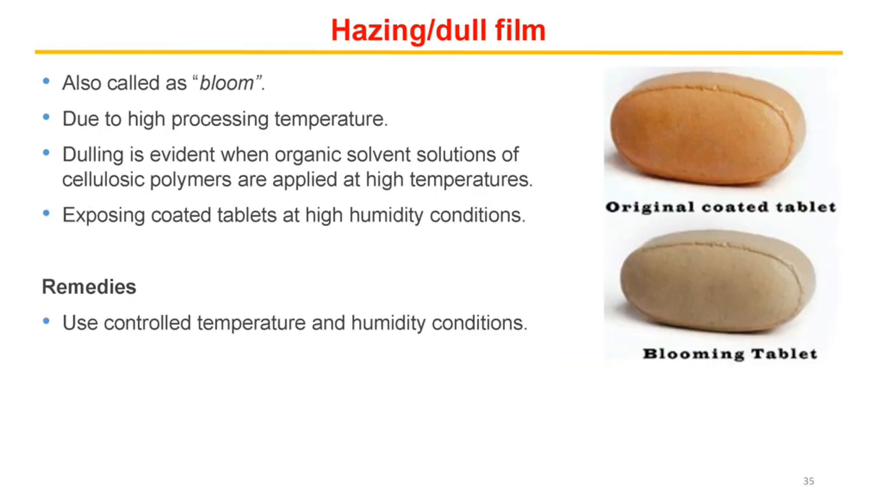34. Hazing/dull film, also called bloom. Due to high processing temperature. Dulling is evident when organic solvent solutions of cellulosic polymers are applied at high temperatures. Exposing coated tablets to high humidity conditions. Remedies: use controlled temperature and humidity conditions.